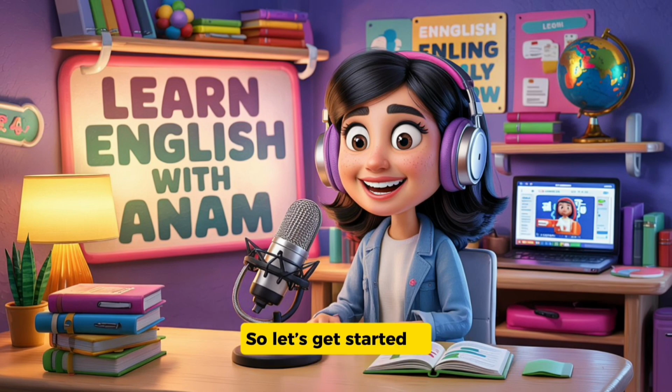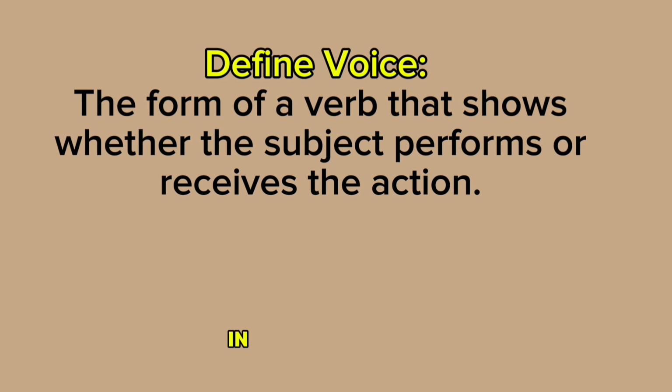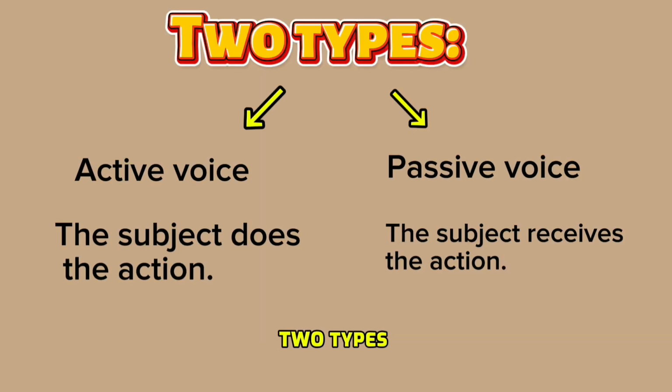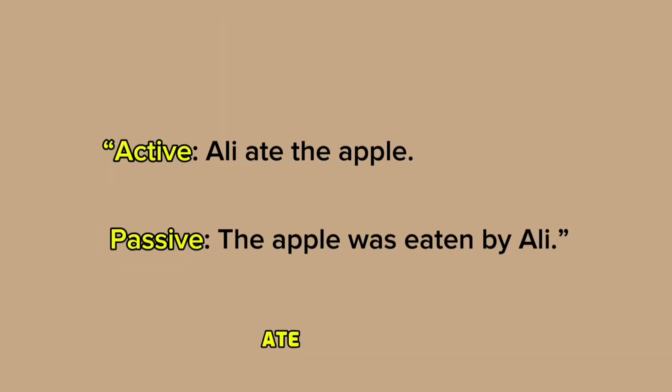So let's get started. What is voice in English grammar? Define voice: the form of a verb that shows whether the subject performs or receives the action. Two types. Active voice: the subject does the action. Passive voice: the subject receives the action. Active: Ollie ate the apple. Passive: The apple was eaten by Ollie.